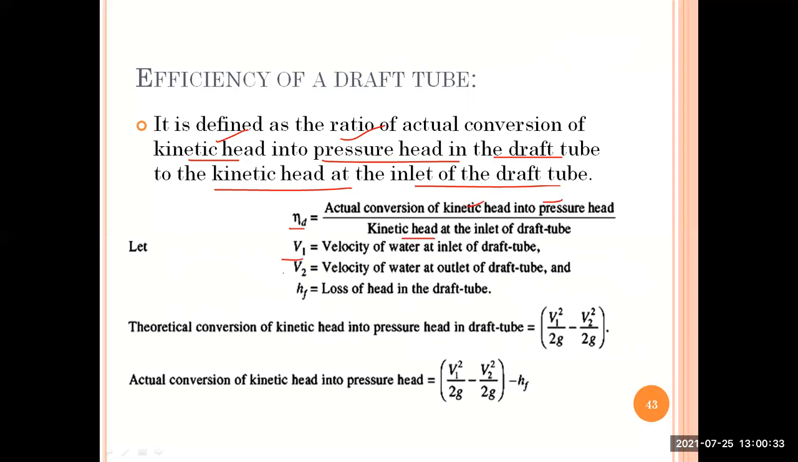For that we have considered V1 and V2 as the velocity at the inlet and outlet of the draft tube, HF is the head loss. This actual conversion, we know, is the theoretical conversion with the head loss considered. The theoretical conversion is given by V1 squared by 2g minus V2 squared by 2g. If we consider head loss for this, that will be your actual conversion. So it will be V1 squared by 2g minus V2 squared by 2g minus HF. That is the actual conversion of kinetic head into pressure head. So this is the efficiency of a draft tube.